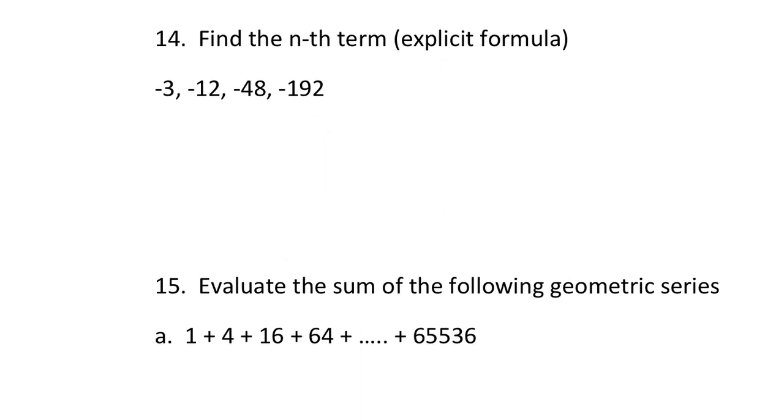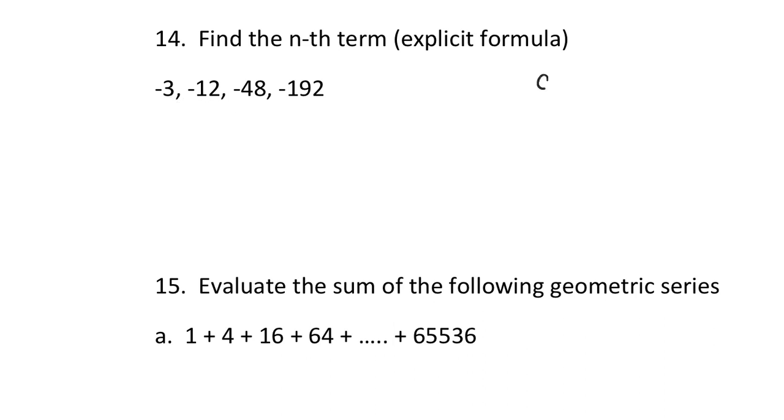Number 14 says find the nth term. So you're going to have to be able to recognize, first of all, what kind of sequence this is. Is this arithmetic or geometric? From 3 to 12, and then 12 to 48, 48 to 192, looks like we're multiplying by 4 every time. So if you're multiplying by the same value over and over again, that's geometric.